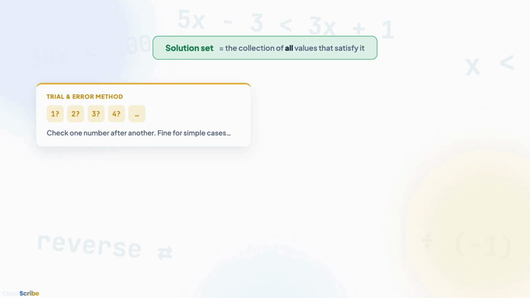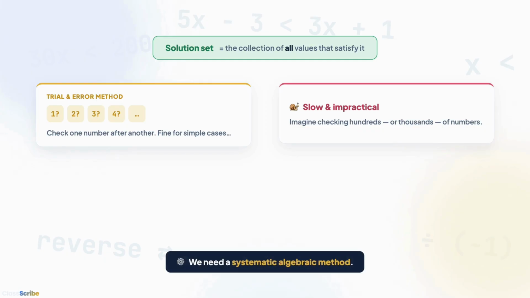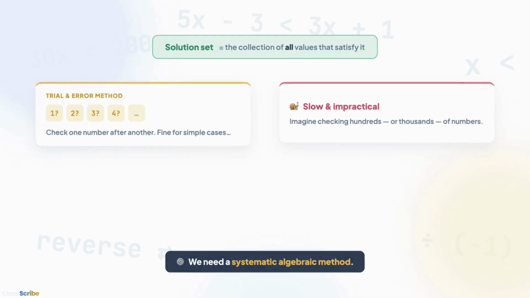You may notice that we found these values by checking one number after another. This method is called the trial and error method. Although it works for very simple questions, it becomes slow and impractical for larger problems. Imagine checking hundreds or even thousands of numbers. That is why we need a systematic algebraic method.